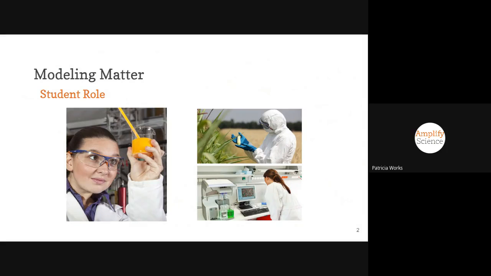In Modeling Matter, students take on the role of food scientists working for Good Food Production Incorporated, where they are introduced to the ideas that all matter is made up of particles too small to see, and that each different substance is made of particles or molecules that are unique.